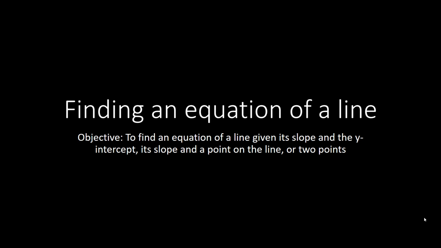In this lesson, you will learn to find an equation of a line given its slope and the y-intercept, given its slope and a point on the line, or just given 2 points. So what we have is going to be 3 different parts to this lesson, and each with increasing difficulty. So starting with the first part.